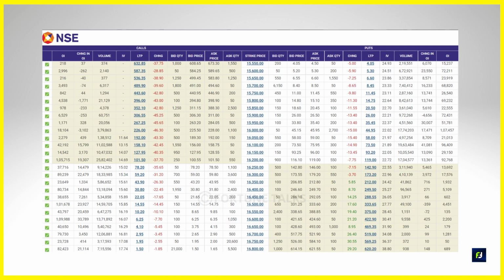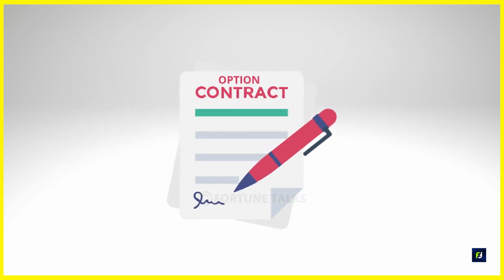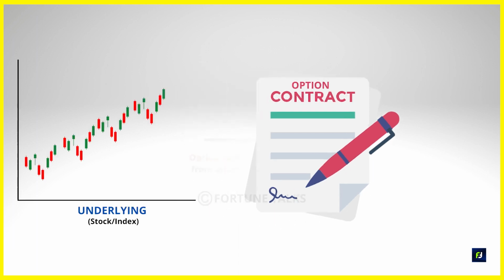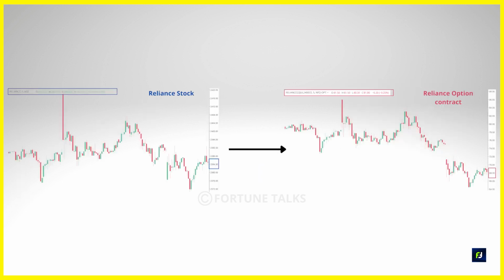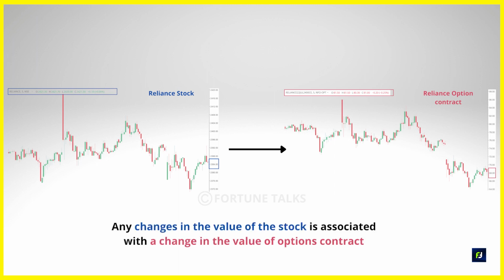Before going any further, let me clarify some basic concepts associated with options trading. I hope you are aware of what the concept of an option contract is. Now, the contract is also called a derivative just because the contract itself has no value. It derives its value from an underlying, which may be a stock or an index. For example, a Reliance option contract gets its value from the underlying Reliance stock. So any change in the value of the stock is associated with a change in the options contract.